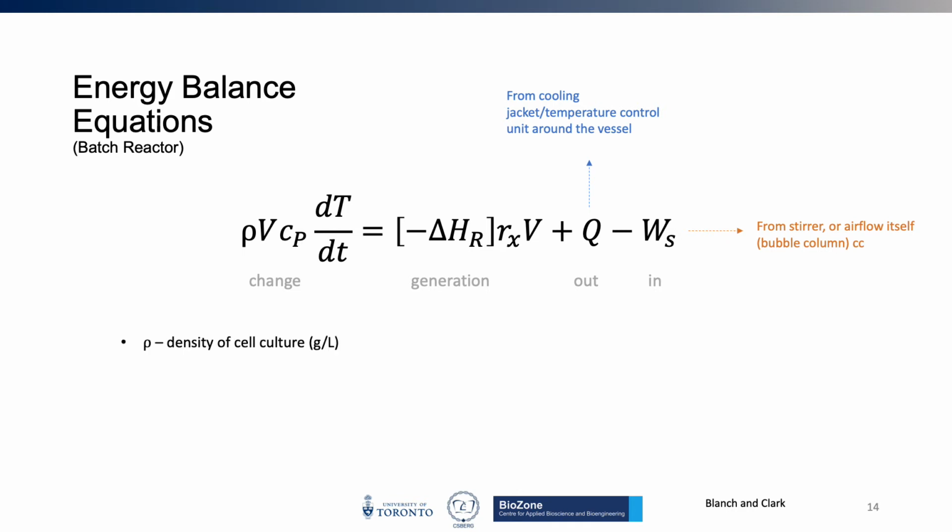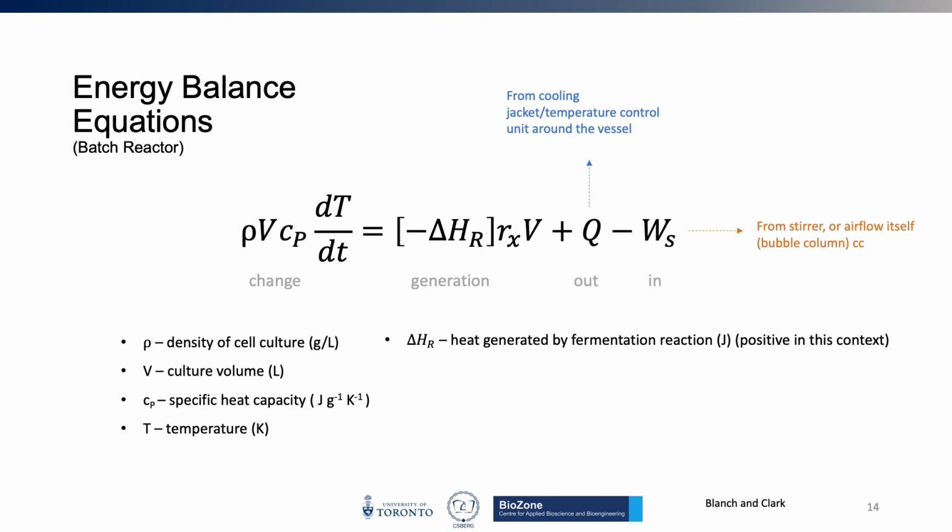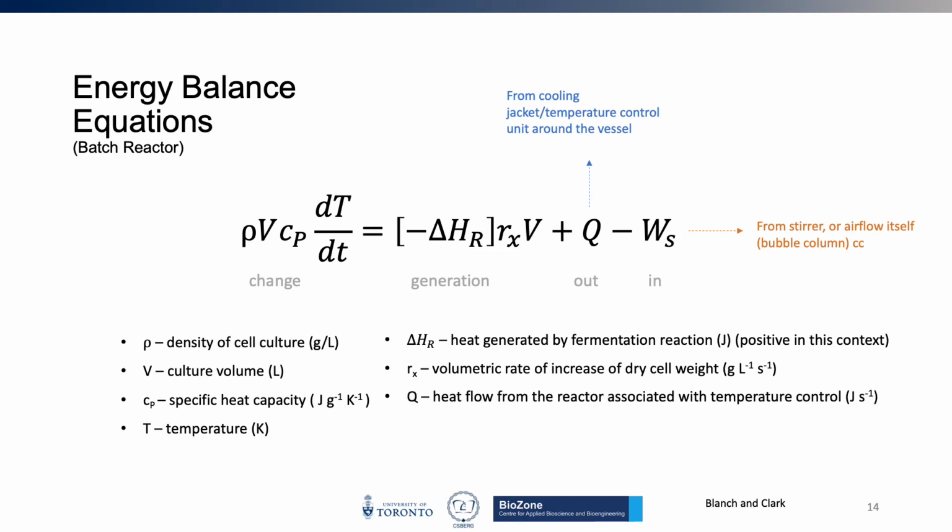So what do these terms mean? Rho is the density of cell culture in grams per liter. Capital V is the culture volume in liters. C sub P is the specific heat capacity, and the units are joules per gram Kelvin. Capital T is the temperature in Kelvin. Delta H sub R is the heat generated by the fermentation reaction in joules, and it's positive in this context. R sub X is the volumetric rate of increase of dry cell weight in grams per liter per second. Capital Q is the heat flow from the reactor associated with the temperature control in joules per second. And finally, W sub S is the generation of heat by agitation in joules per second, which is also positive in this context.